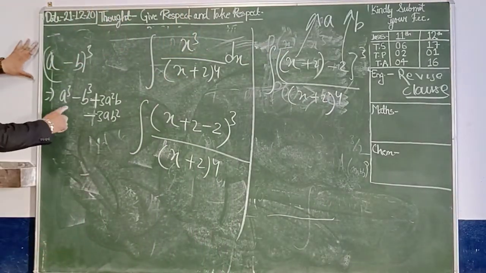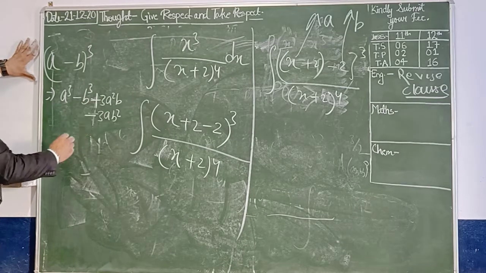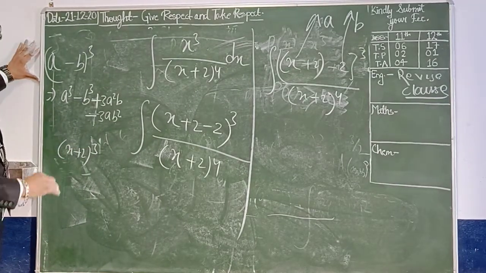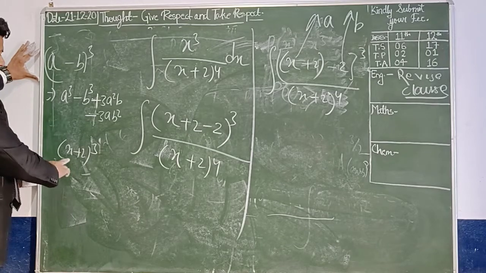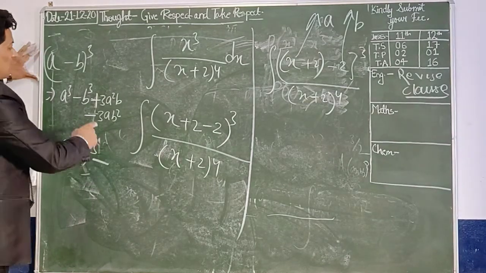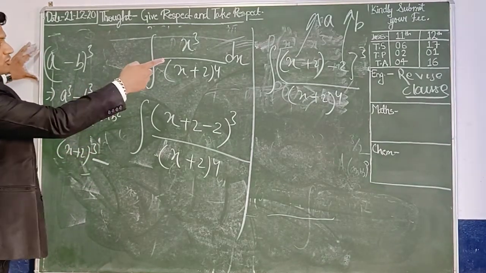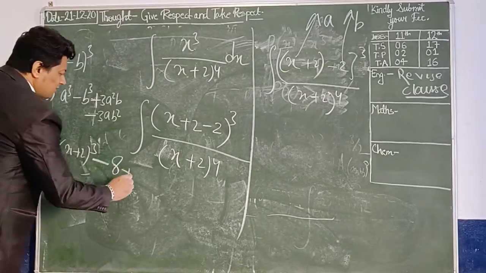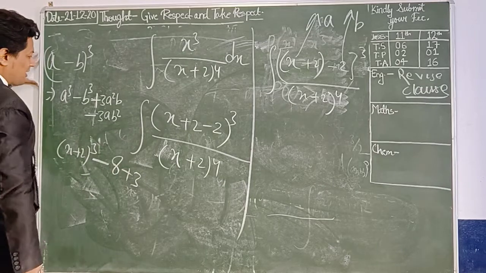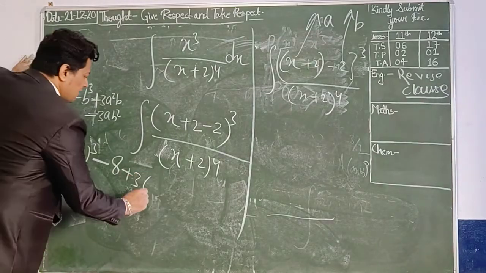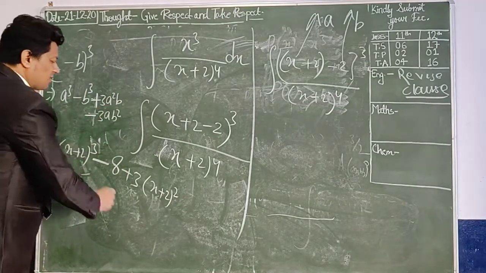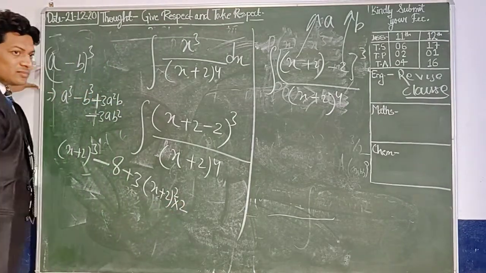So if you take a cube, write it first: a cube, so x plus 2 whole cube. Here you will get my point. X plus 2 whole cube minus b cube. Minus b cube means 2 cubed, you are getting 8. Is it clear? Plus 3a square b. What is a square? X plus 2 whole square. And what is b that you are talking about? 2. Is it clear?